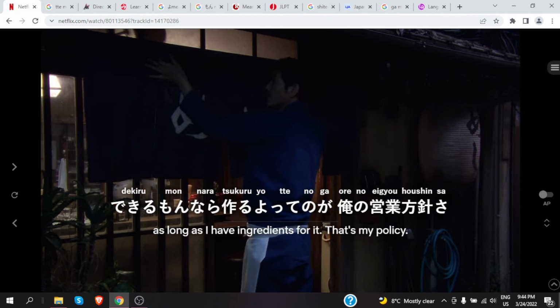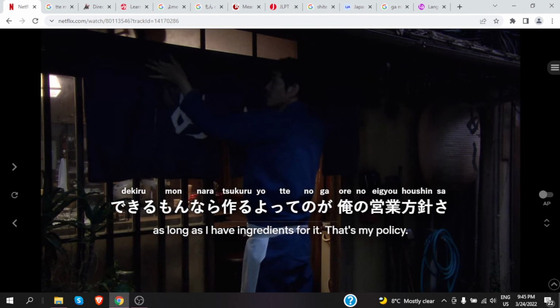Okay. I'm going to go for it. From memory, not looking at the screen. I'm going to try and recall the situation and recall all of the Japanese words. All right. Dekiru. What was it? Dekiru mon nara. Dekiru is being able to. Dekiru mon. I don't know what mon is. Dekiru mon nara, if. So as long as. Dekiru monara.